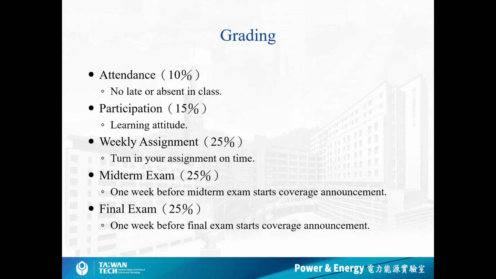The following is our grading. The grading will be divided into 5 parts. The first part is attendance for 10%, so do not be late or absent from class. The second part is participation in class for 50%, and the next part is the weekly assignment. Turn in your assignment on time every week. Do not forget it. The final 2 parts are the midterm exam and the final exam, each for 25%. And we will announce the coverage 1 week before the exam starts.